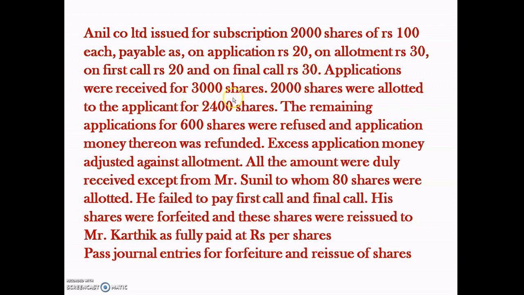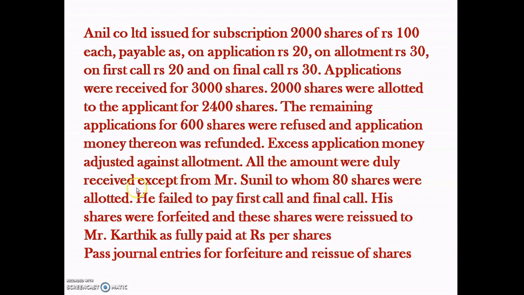Applications were received for 3000 shares. See here, the company issued 2000 shares and applications were received for 3000 shares, means this is the case of over subscription. Next, 2000 shares were allotted to the applicants for 2400 shares. The remaining applications for 600 shares were refused and application money thereon was refunded. Next, excess application money adjusted against allotment.